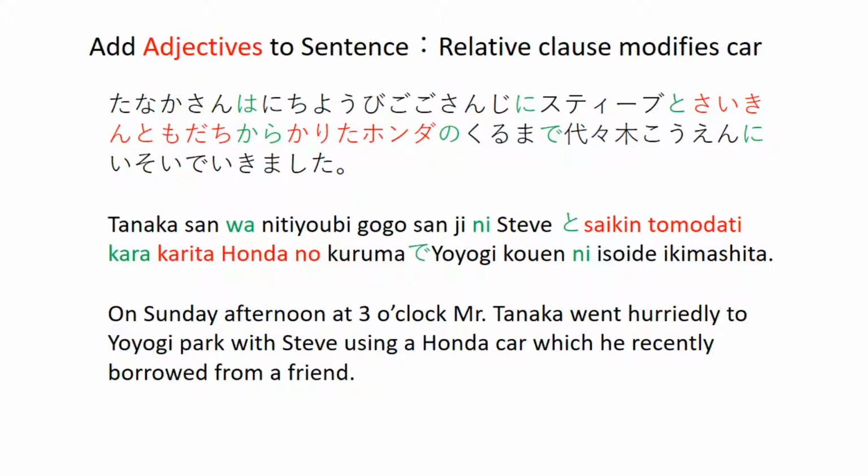Now how did we form this relative phrase? If we were to make it a sentence, it would be tomodachi kara Honda no kuruma o karita. So he borrowed a car from a friend, and we simply take the karita and transpose it to before Honda, making it a relative clause.